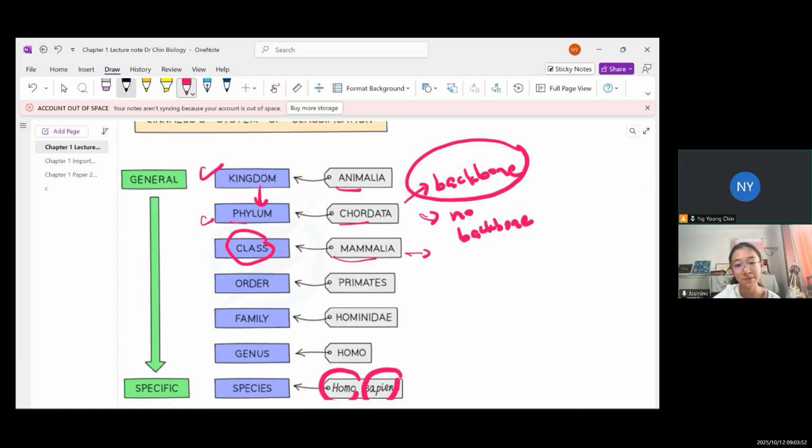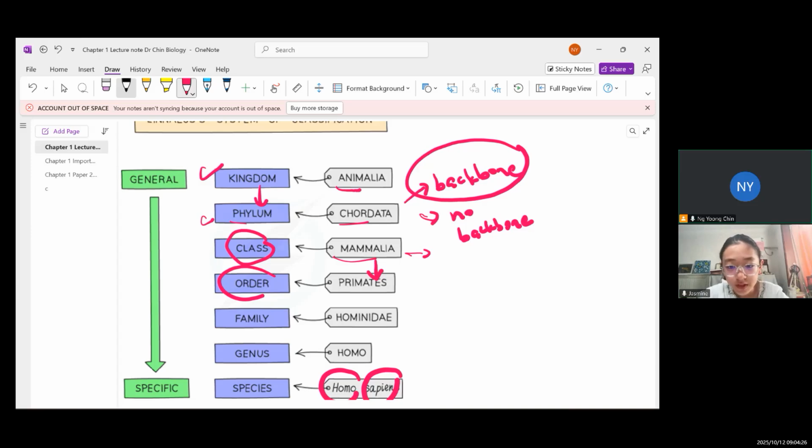If you further classify the mammals, they become primates, which is now the order. Primates, for example, include the monkey, the chimpanzee, and the gorilla. So we humans are in the same order as the monkeys and the gorilla. That's why. It's because they have 2 hands, 2 legs, right?